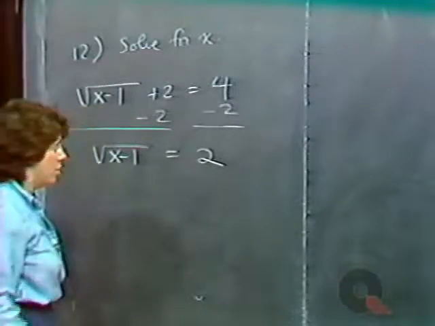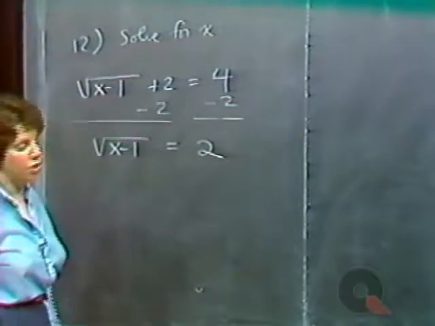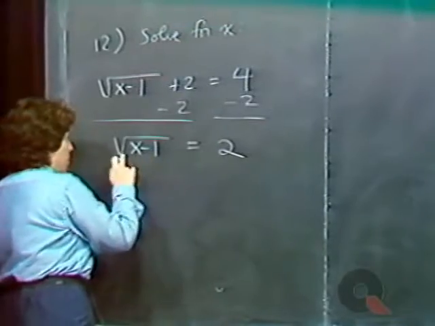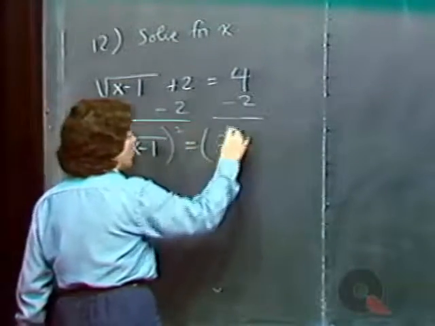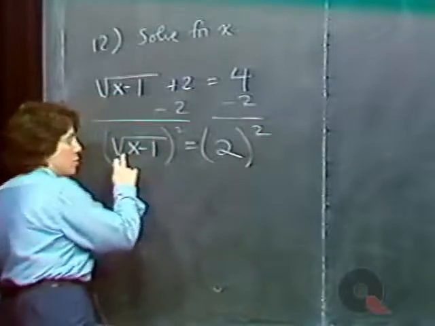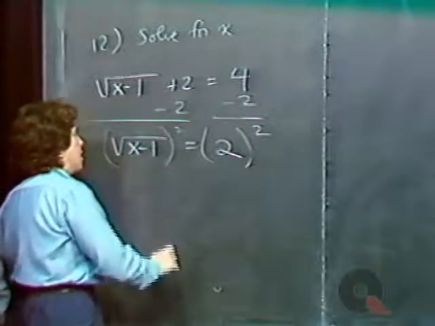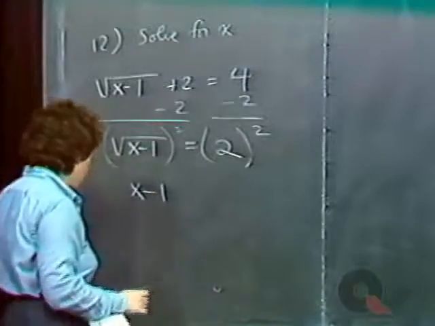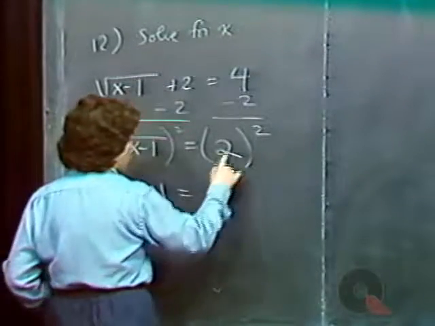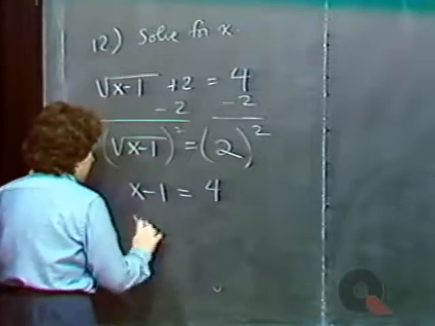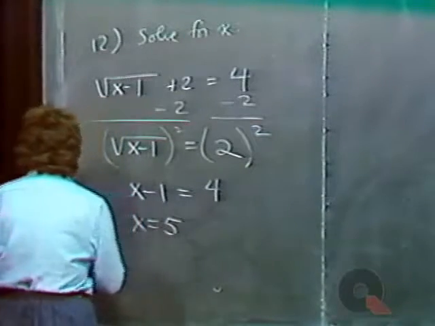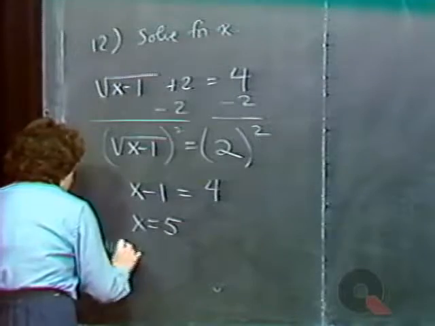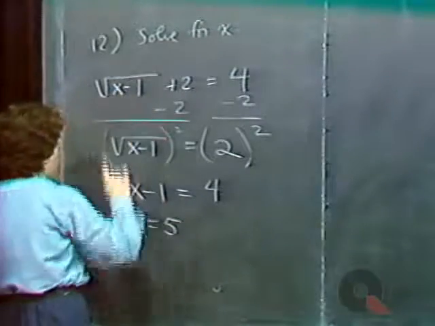Now, to then solve this equation, we have square root of x minus 1 is 2. We have to square both sides of the equation. When you square the square root of x minus 1, you'll just get x minus 1 equals 2 squared, which is 4, leading us to an answer of x equals 5. We will then check our solution in the original equation.